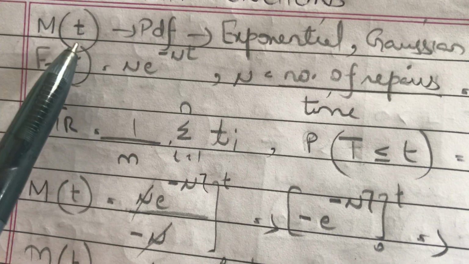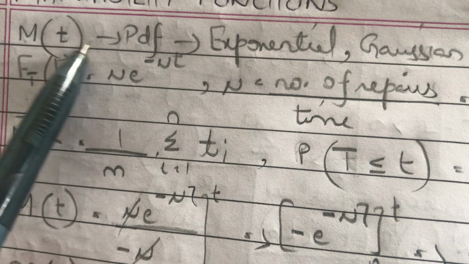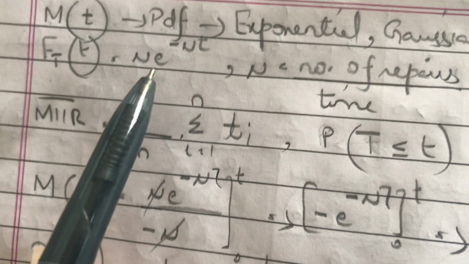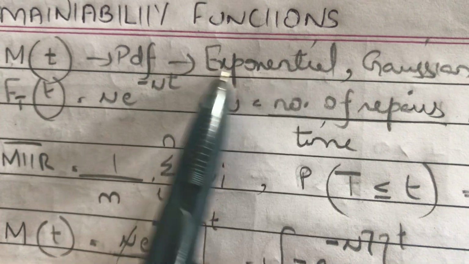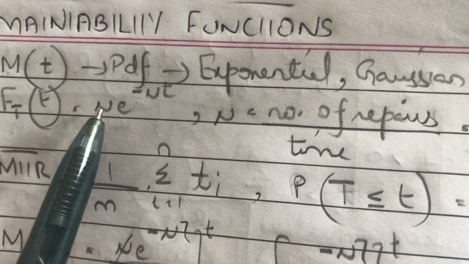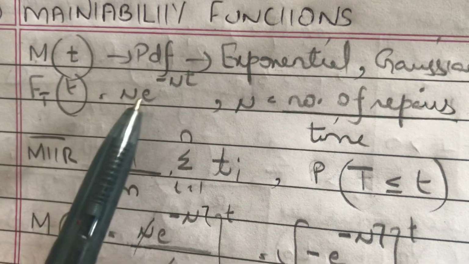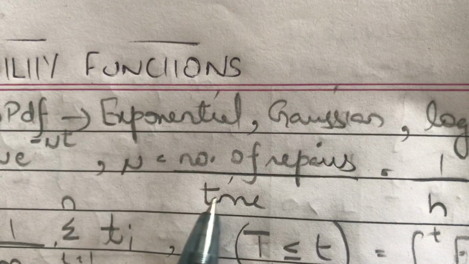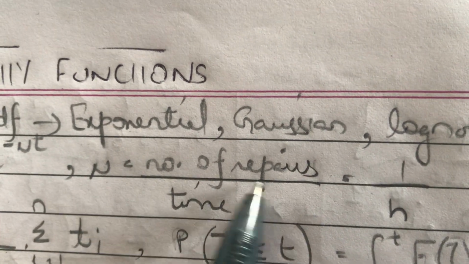Now f_t(t) is equal to mu e to the power minus mu t. f_t(t) is our probability. This is the probability term. And what is its formula? It's mu e to the exponent. First we are talking about the exponential form, so for the exponential form we have this formula for probability: mu e to the minus mu t. And what is mu here? Mu is the number of repairs over time, with the unit 1 over hours.